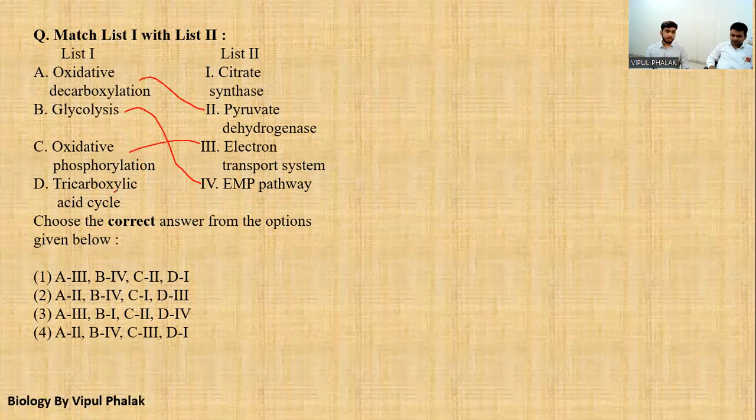Tricarboxylic acid cycle, or we can say the Krebs cycle, is the alternative name of the Krebs cycle. Here, the first step is that oxaloacetate is converted into citrate with the help of acetyl CoA, and the enzyme performing this reaction is citrate synthase. So we'll match this. So 2, 4, 3, 1. Last is our option 4.